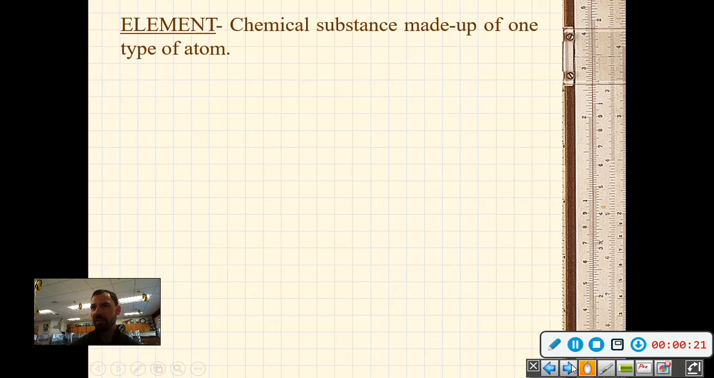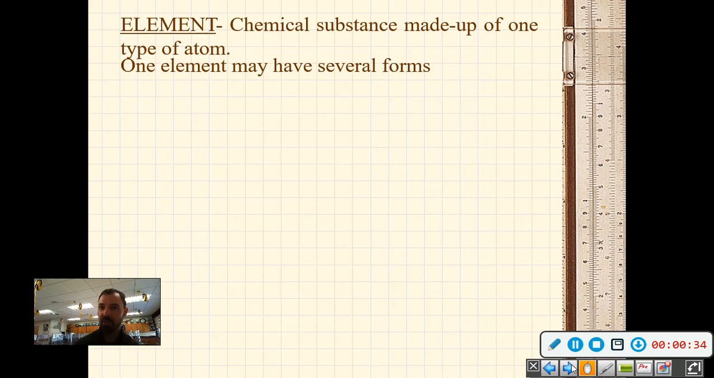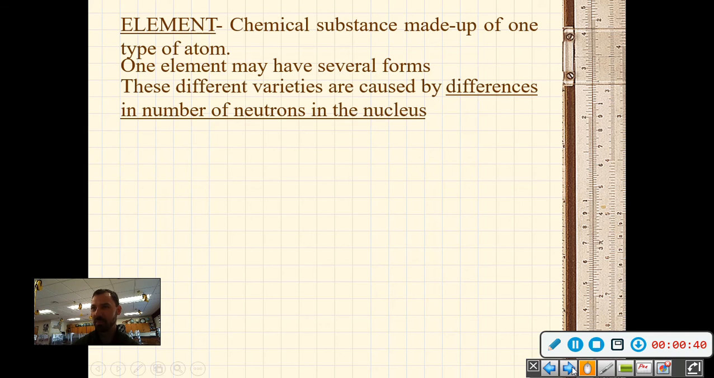Okay, so elements are chemical substances made up of one type of atom, and one element can have several forms. So there isn't just hydrogen or carbon, all right? There might be different versions of them based on certain particles in there. So let's look at these. Differences in varieties are caused by differences in the number of neutrons in the nucleus. If you remember, there's protons, neutrons, and electrons, which are subatomic particles within an element. So neutrons can vary a little bit depending on the substance.